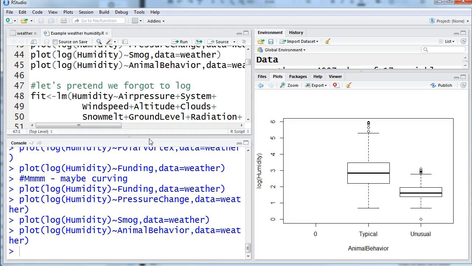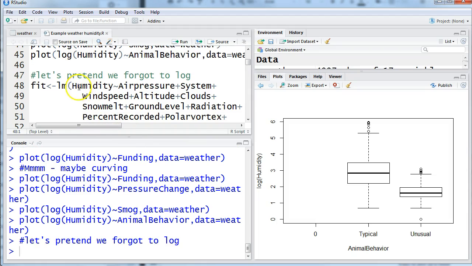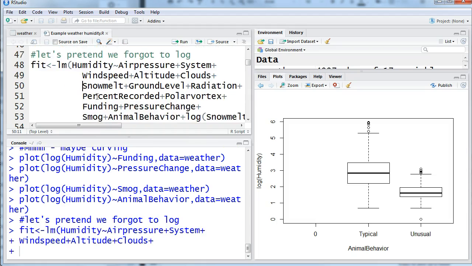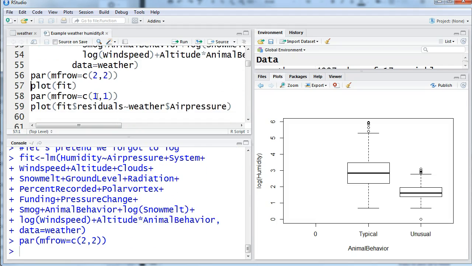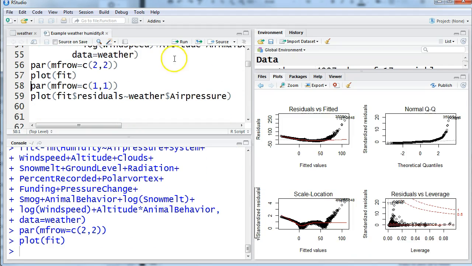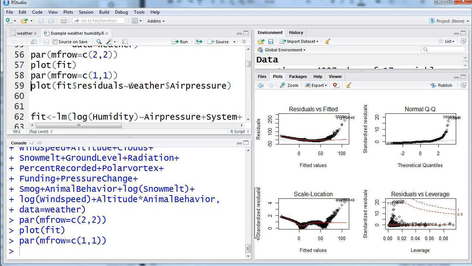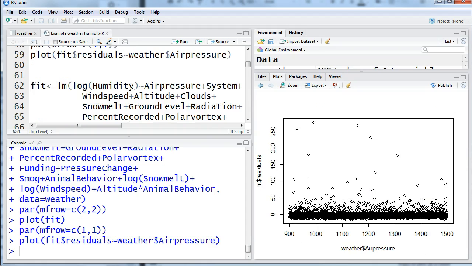So let's do the model where we didn't log humidity. Would we see a clue that we have missed something big? Here's what the residual plots look like. Not okay. Big swoop, high outliers, definite patterns. We're missing something. And how do we know for sure that it is the log on y and not a log on some of the other variables?